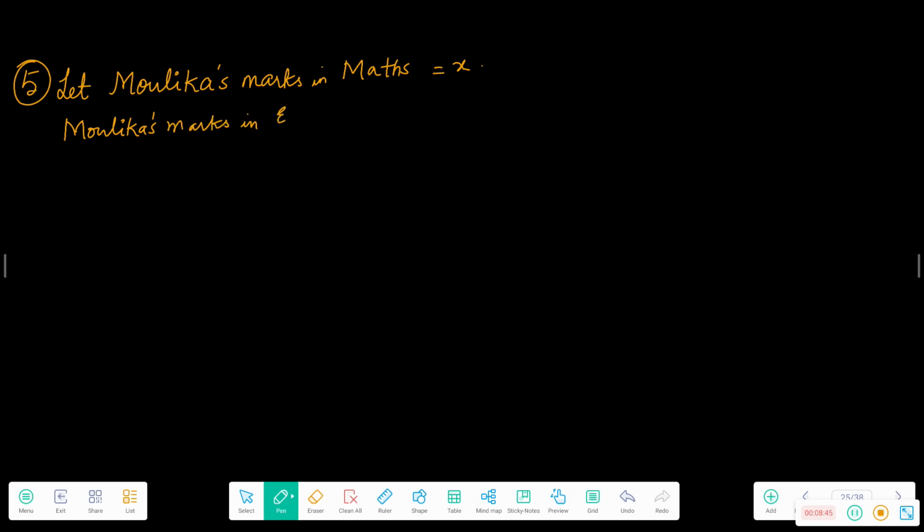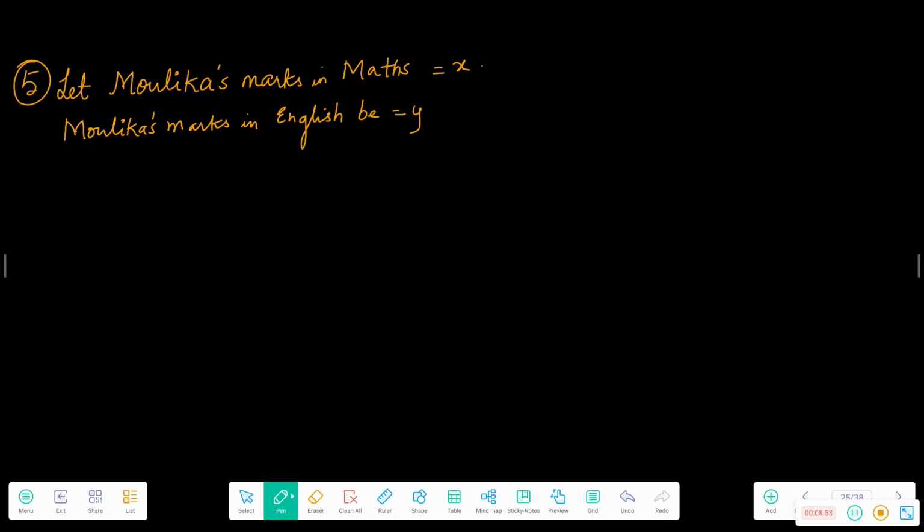Let Molika's marks in maths be x. Let Molika's marks in English be y. Refer to the textbook for the question.